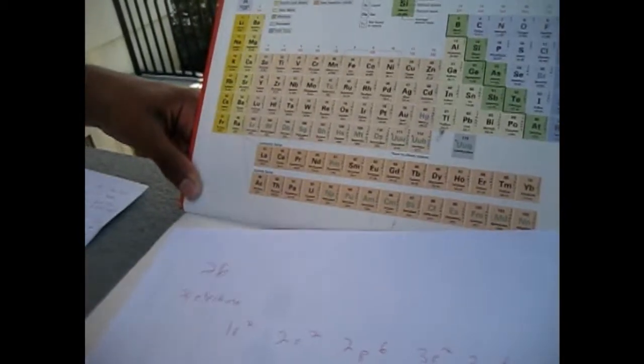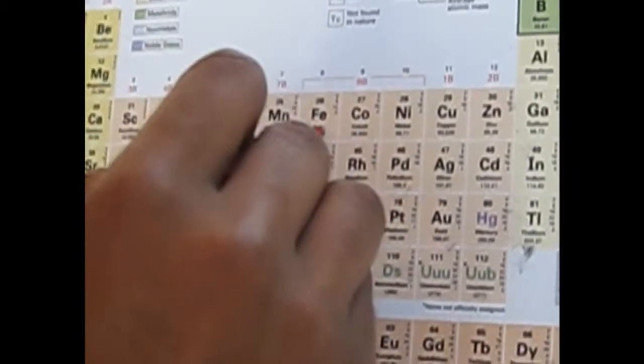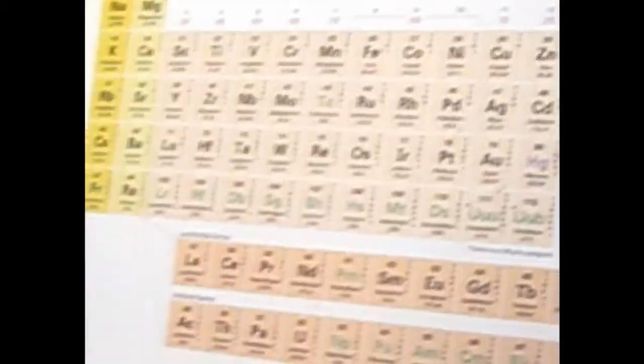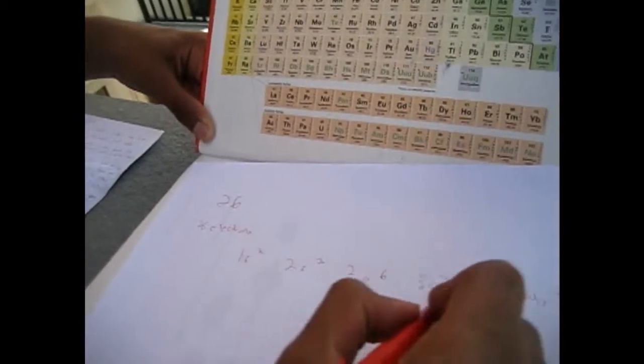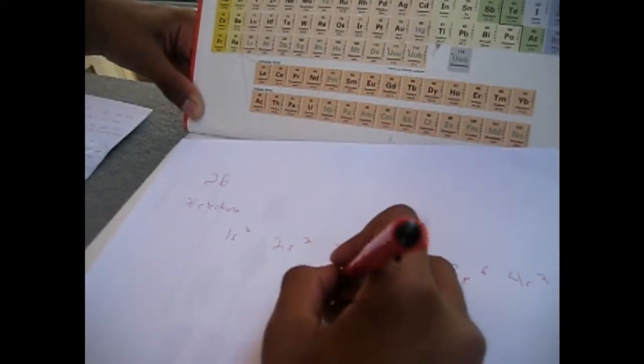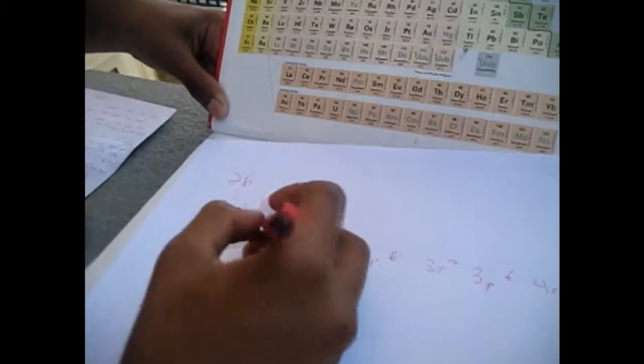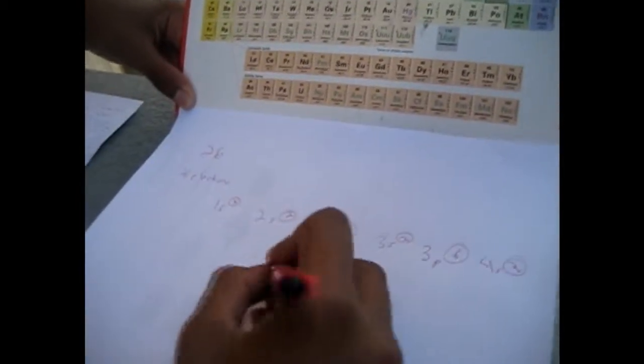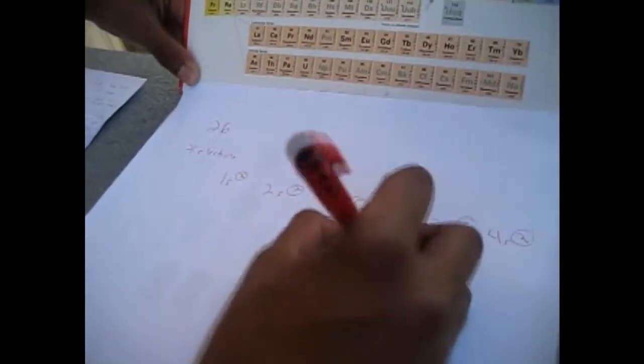Then the 3p6. But then the 4s2 has a slightly lower energy than 3d10. So 4s2 comes first. So 3p6, 4s2. But now we're at here, and we don't go all the way to 3d10, so 1, 2, 3, 4, 5, 6. So that would be 3d6. The electron configuration would be 1s2, 2s2, 2p6, 3s2, 3p6, 4s2, 3d6. To check our work, we can add up the electrons: 2, 4, 10, 12, 18, 20, 26. Check.